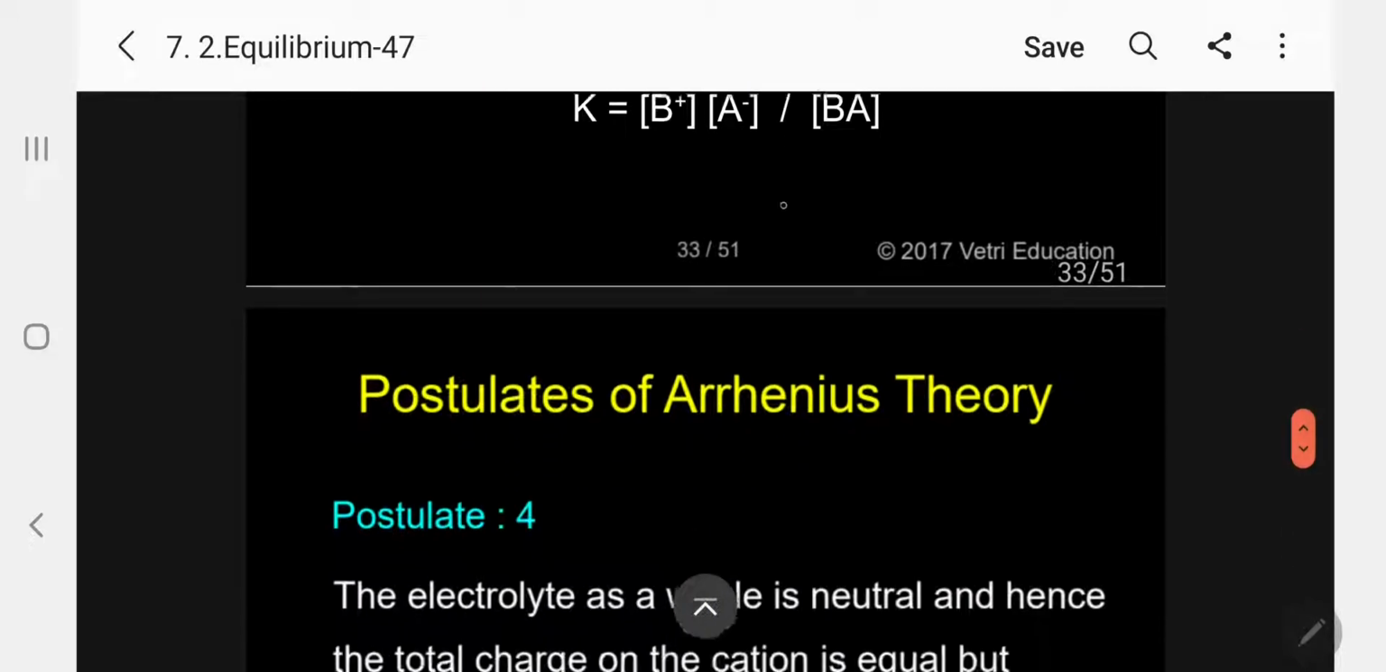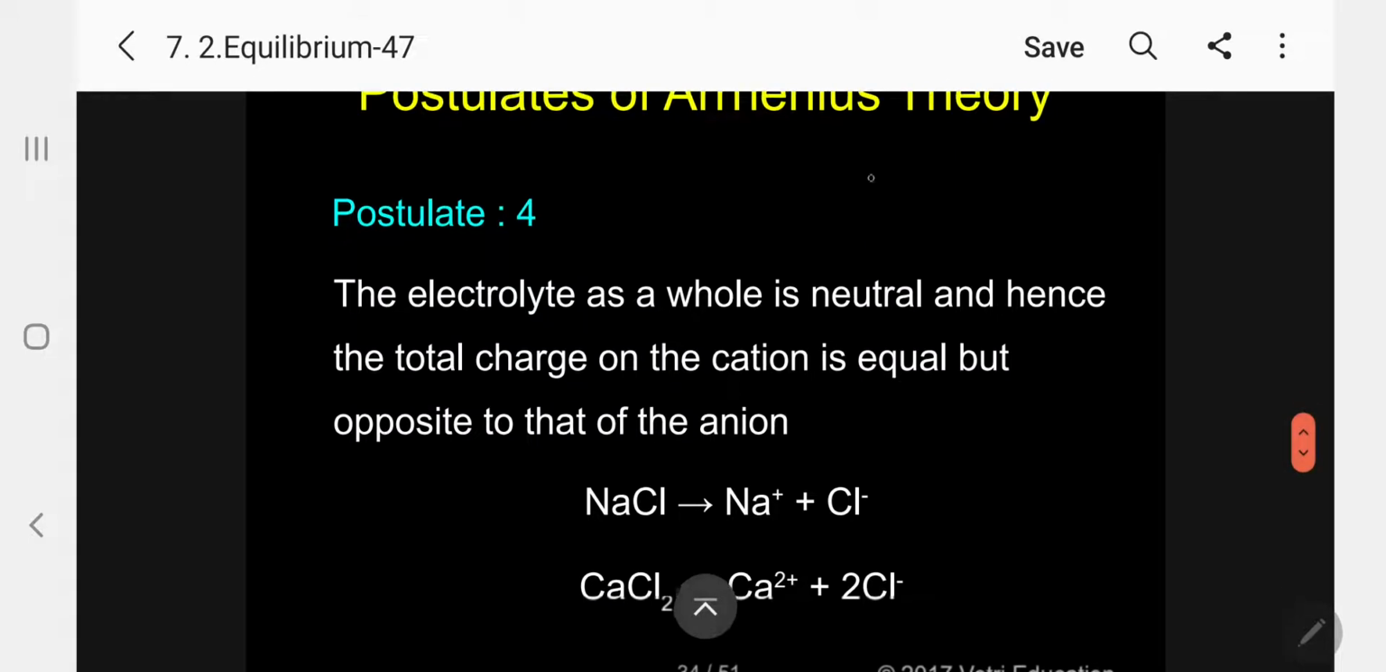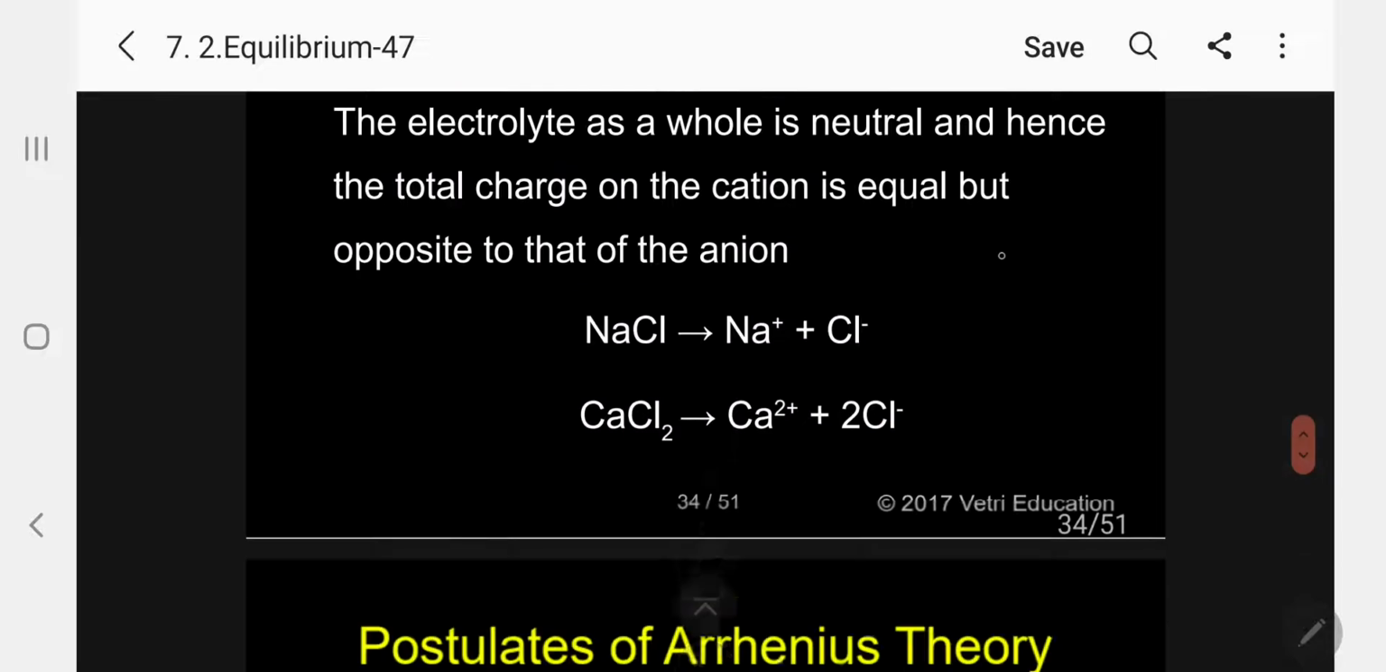Postulate 4. The electrolyte as a whole is neutral, and hence the total charge on the cation is equal but opposite to that of the anion. In this case, plus 1, minus 1. In this case, again 2 plus, 2 minus. In calcium chloride, the valence of calcium is 2 plus and the two chloride ions are 2 minus, so the total is equal.